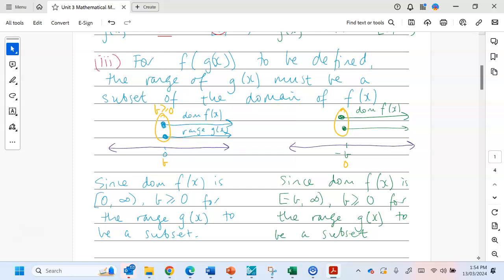So if you're ever dealing with a composite function and it refers to it being defined, basically you give this statement: the range of your inside function, in this case g of x, must be a subset of the domain of your outside function, which is f of x. So in blue, I've just done a number line.